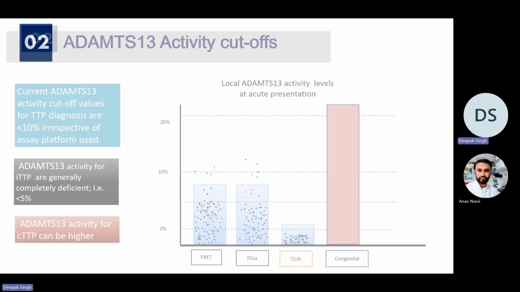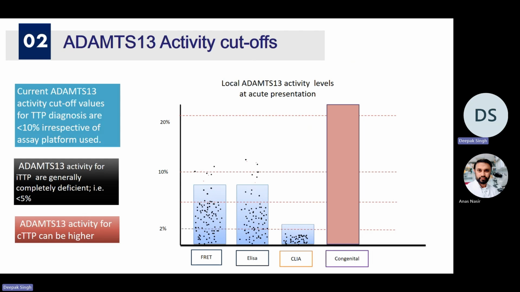But regardless of these differences, we are still using the cutoff of 10%, which is okay, because generally most results for iTTP at presentation are usually less than 5%. And in fact, it'll be much lower if we were using an automated method. Currently, we're using the FRET and ELISA methods, which are manual methods, and we usually have a cutoff at 5%.